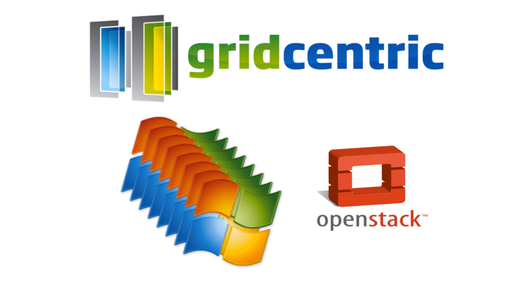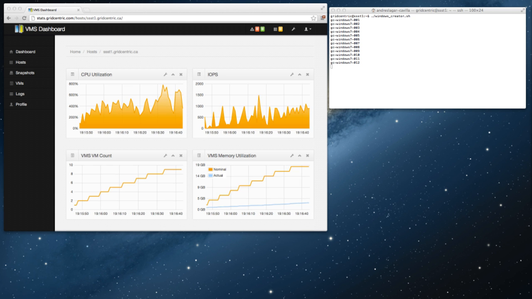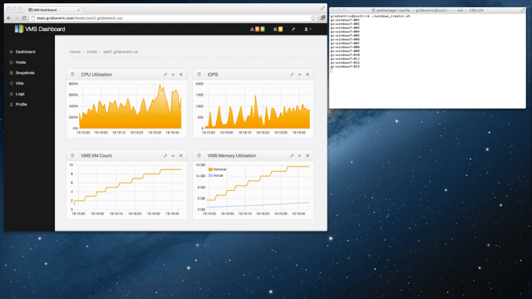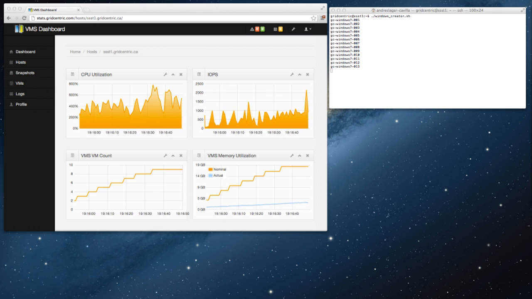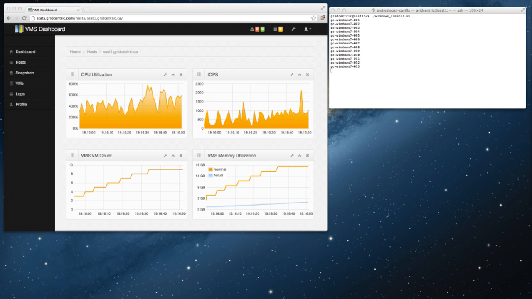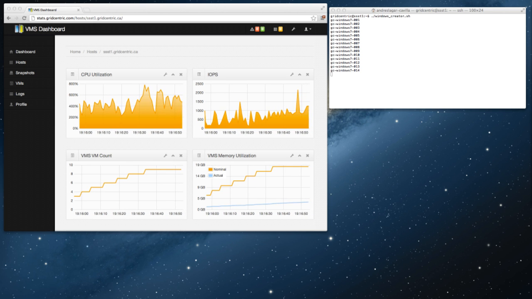Welcome to the Gridcentric demo screencast. In this demo, we will showcase Windows on OpenStack, powered by Gridcentric Virtual Memory Streaming. Earlier, we took a snapshot of a Windows 7 virtual machine at the login prompt. We're now starting 90 Windows 7 virtual machines by cloning them from this snapshot, skipping the traditional boot process.